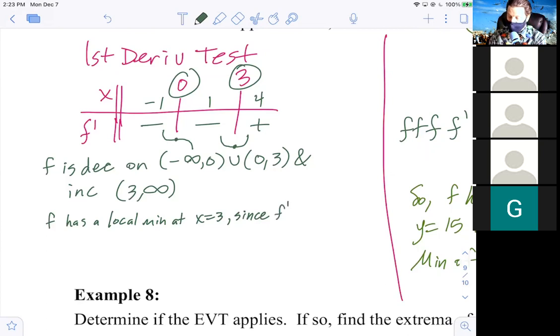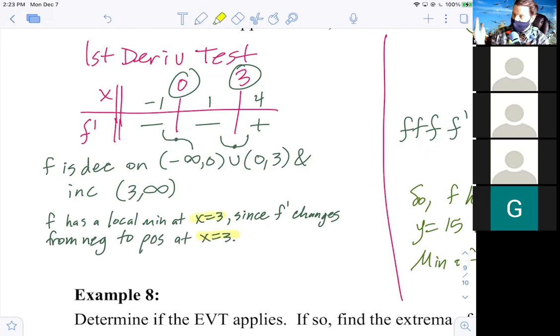Since f prime changes from negative to positive, not in France, but also at x equals 3. So you say it twice. That's the location of the local min, because that also happens to be the same place where f prime changes in this manner. So you don't even have to say anything about f going from decreasing to increasing. That's understood when you say f prime changes from negative to positive.